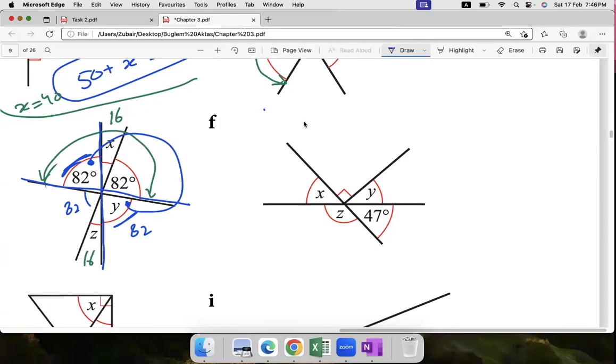What is the value of x? X equals 47. Now, y or z? Z is equal to 90 plus y. Correct. So it'll just be 47 plus 90 subtracted from 180 to get y, basically, because it's on a straight line.